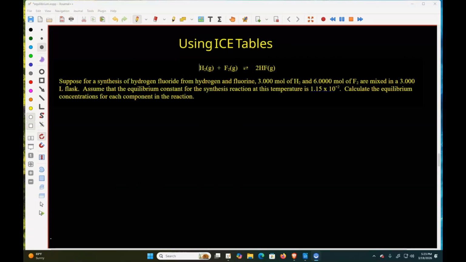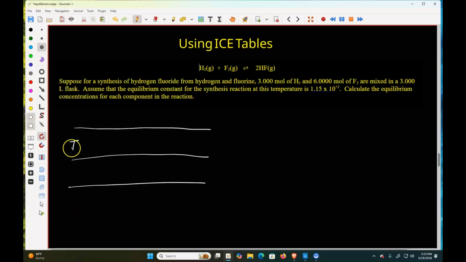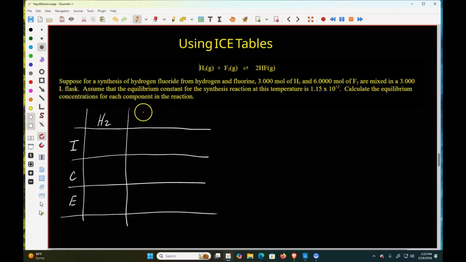Okay, ICE stands for initial, change, and equilibrium. So I'm going to create a table here. I'm going to write my equation here: hydrogen, fluorine, and HF. I'm going to write it as 2HF. So in this first row, this is the initial concentration in moles per liter. If you notice now, I have 3 moles here, 6 moles, in a 3-liter flask.